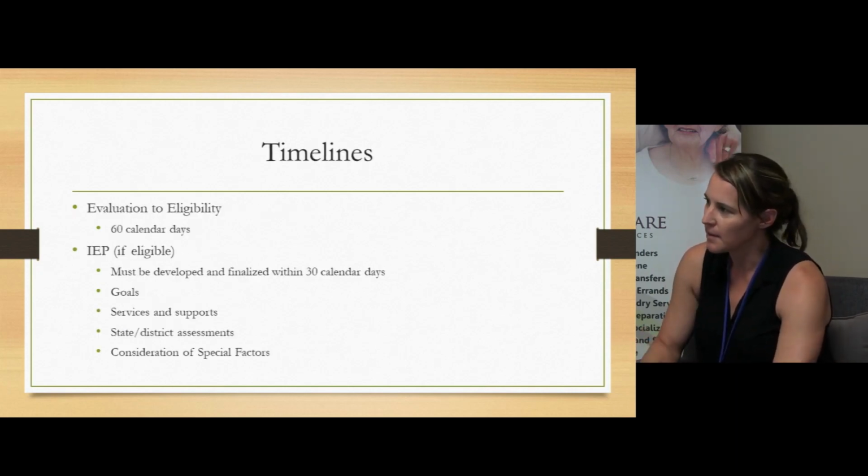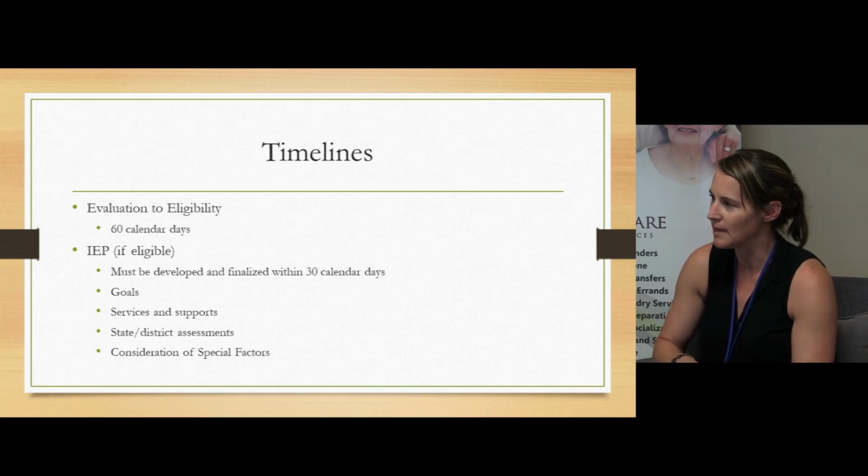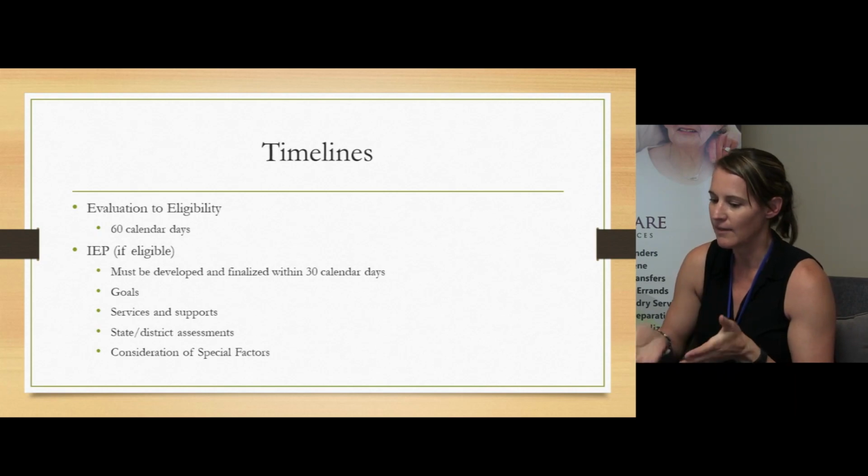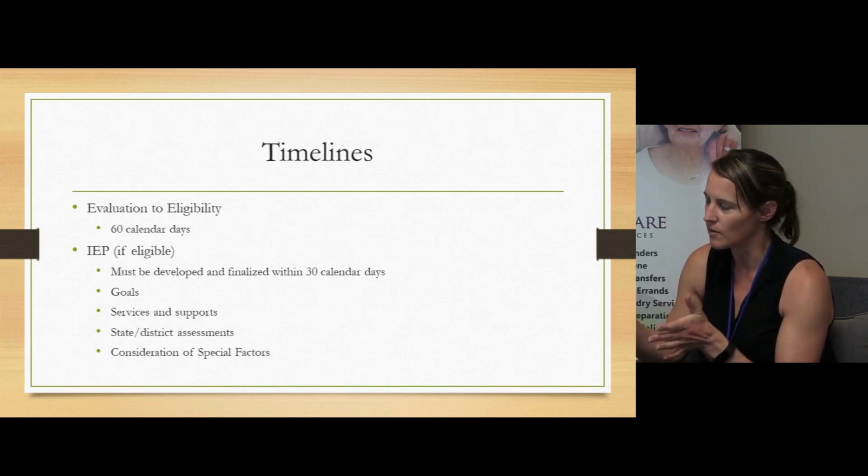So jumping back into the timeline. From evaluation to the eligibility meeting, they have 60 calendar days. And then there needs to be an eligibility meeting held. If the student is eligible in one of these categories, then the team has 30 calendar days to develop an IEP. Typically, it's done at that eligibility meeting. So they'll determine eligibility and then go right into planning for how they're going to meet that student's needs.